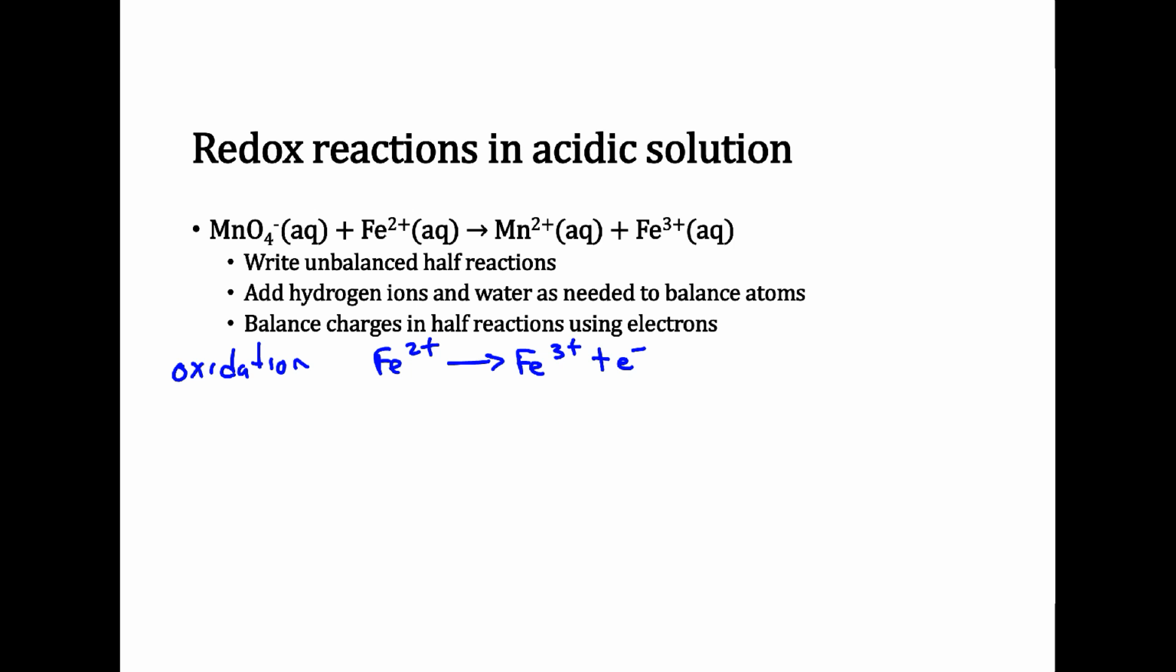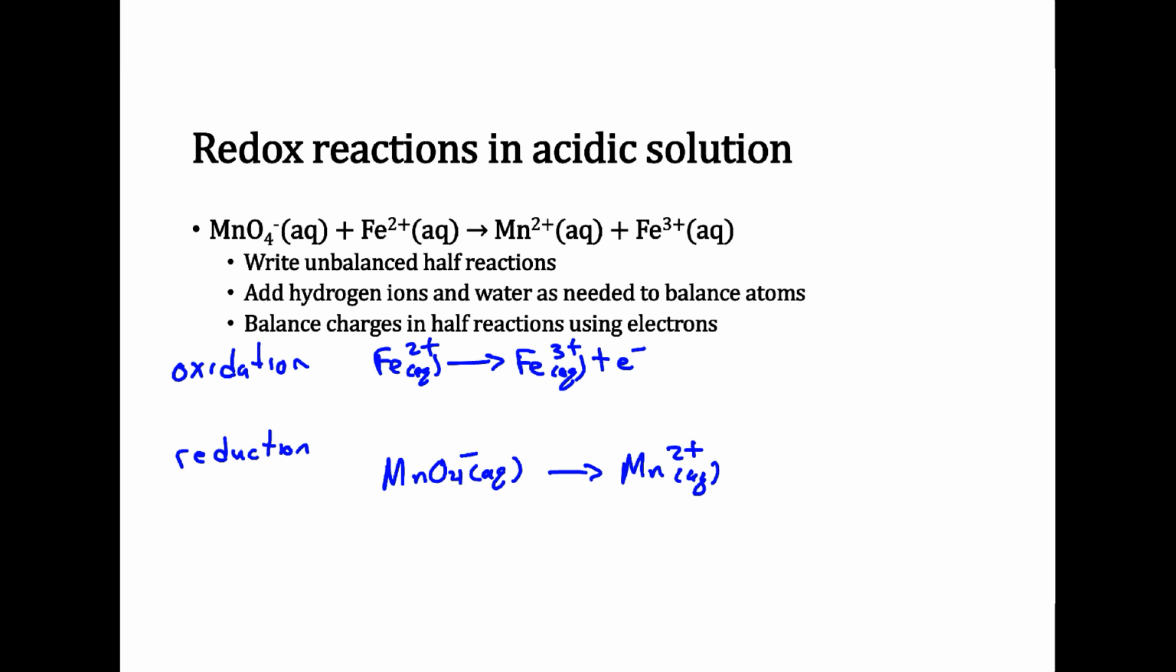So here, for reduction, we have MnO4 minus going on to form manganese 2 plus. As we look at this, we can tell that this reaction is nowhere close to being balanced because we don't even have the same species on both sides.